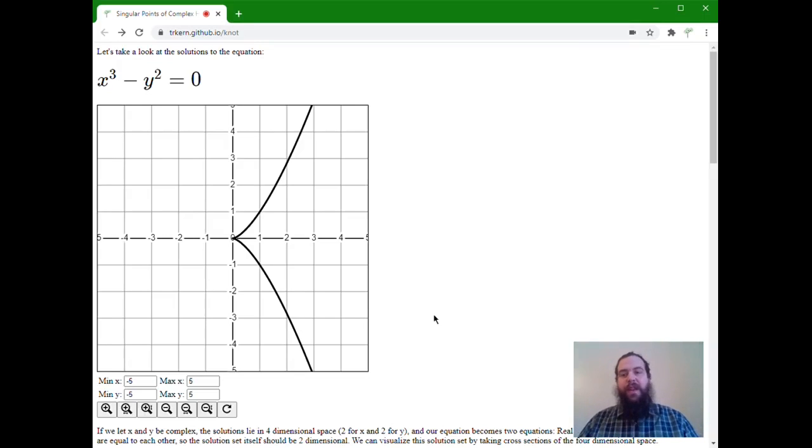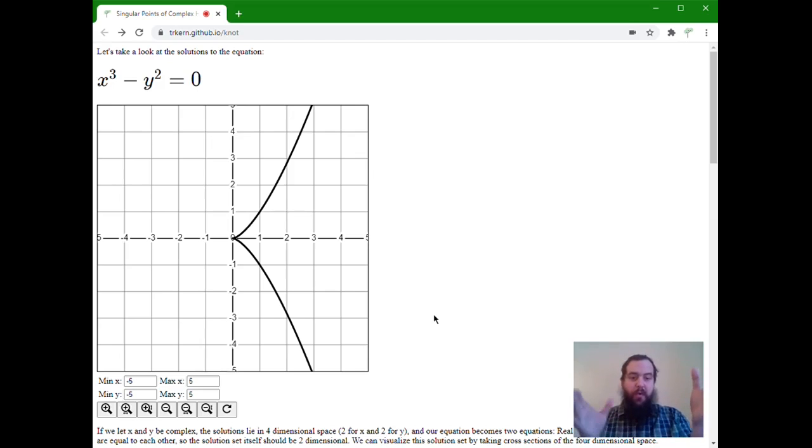Hello, in this video I'd like to talk about the equation x cubed minus y squared is equal to 0, or x cubed is equal to y squared. If we're just plotting this in two dimensions, once we know what x is, that determines y up to a plus or minus, and once we know what y is, that determines x exactly. So it's a really simple graph.